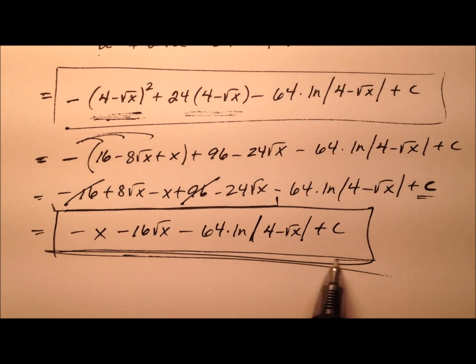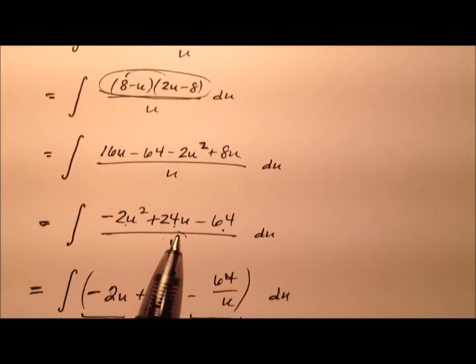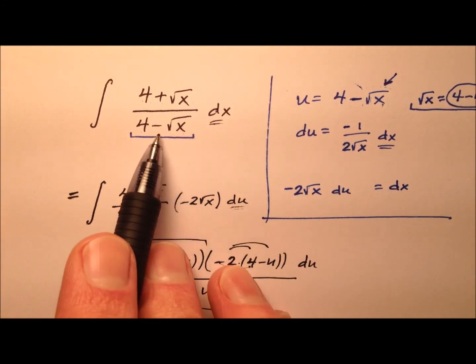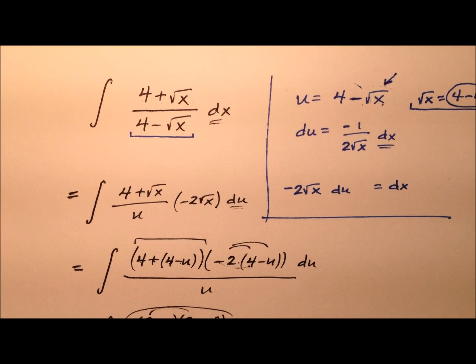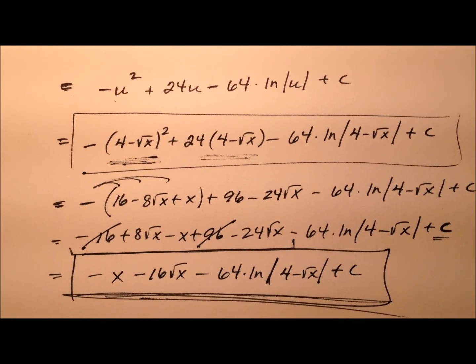So here's the expression then that will be the integral for, and let's go all the way back up to the top, the integral of 4 plus the square root of x over 4 minus the square root of x with respect to x. And let's just look at that one more time. There we go.